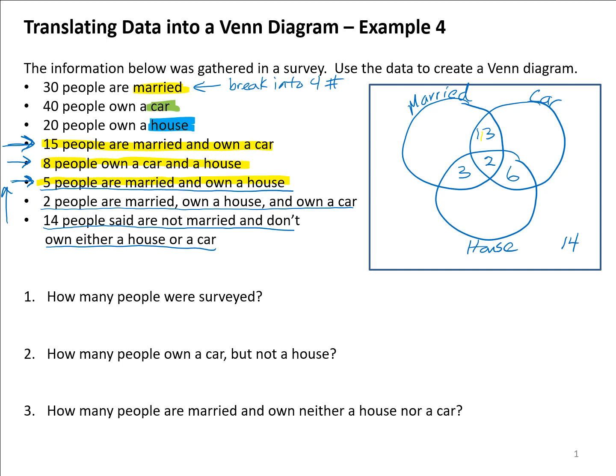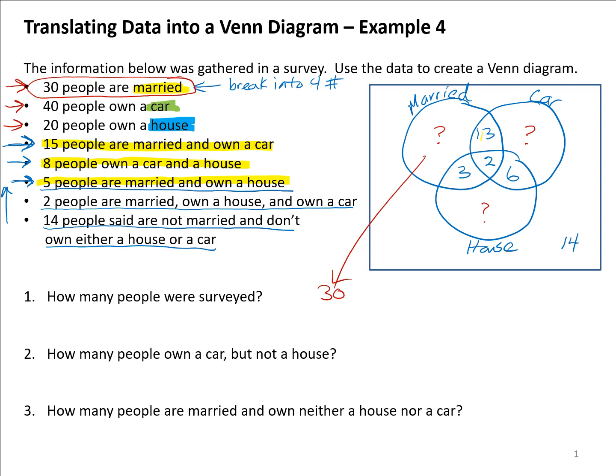Now we can actually get to taking these big numbers of the 30, 40, and 20, the total number of people in each set, and break that up to figure out how many people are married only, have a car only, have a house only. So we can start with married as an example. If 30 people are married, that entire circle has to be 30.